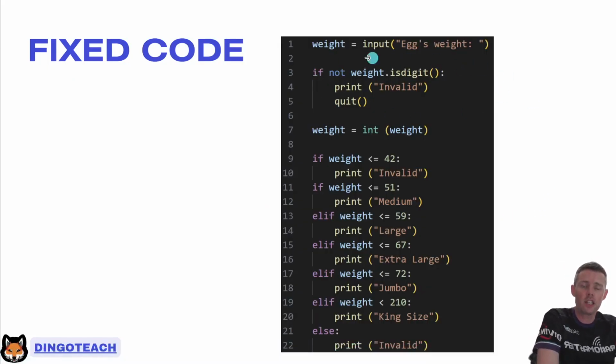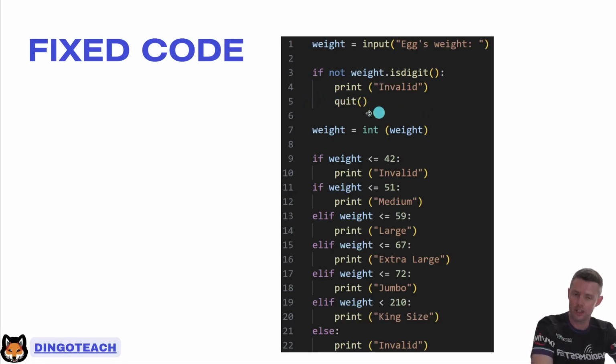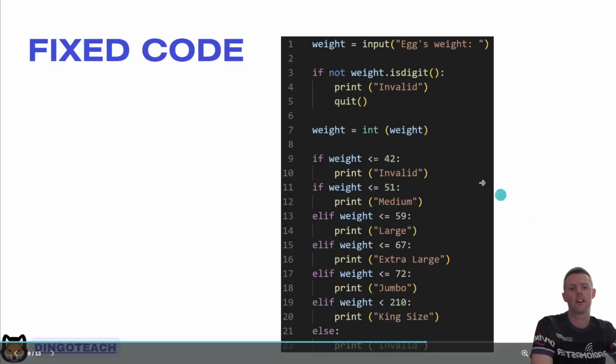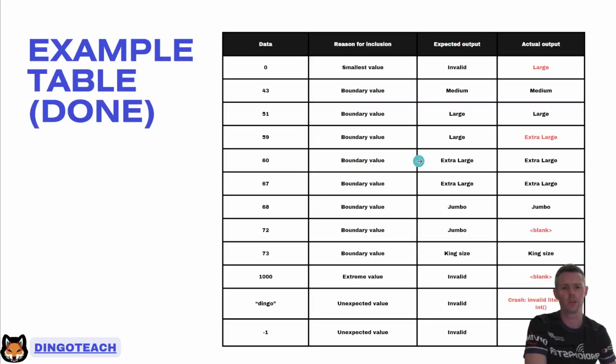The first thing, to handle the crash, I'm checking if it's a digit. If it's not a digit, I print it's invalid, and then I quit straight away because we're done here. They didn't give us the right thing. If they did enter a digit, I then convert it, and then we do some extra stuff. You can see I've changed my code. Should have put these side by side. But first of all, this was equals 43. Well, it should be not equals to 43.